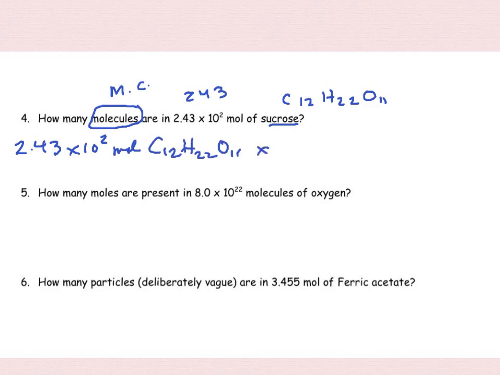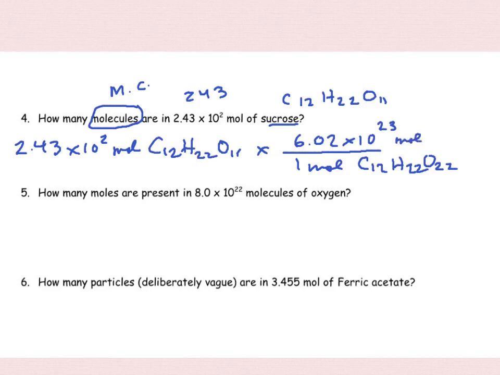And then you're going to convert that into particles by arranging Avogadro's number so that the units will cancel. On the bottom I want to put what I want to get rid of. So for every 1 mole of sucrose, it's the equivalent of 6.02 times 10 to the 23rd molecules of sucrose. I kind of ran out of room. So think about what will cancel, and then how do you do the math?